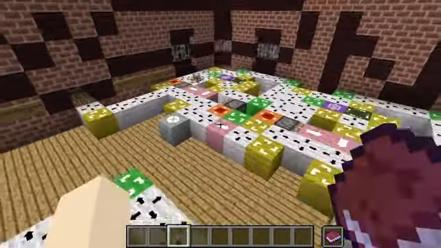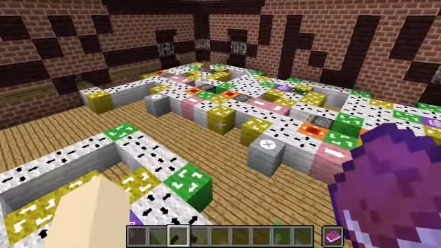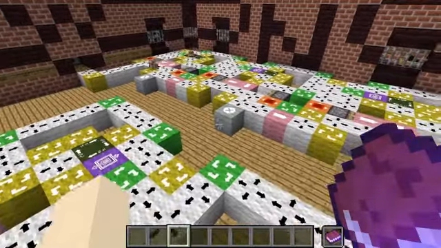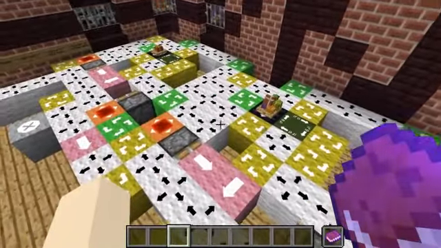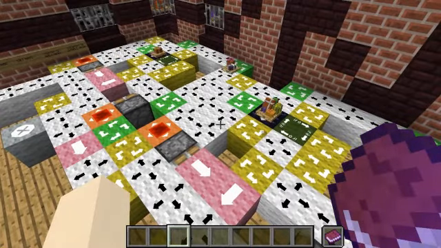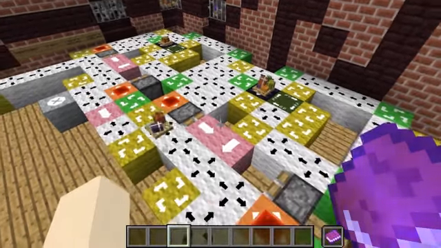Let's see it. There's the 1. There's the 5. 5 stops here. Here comes a 2. The 2 should push the 5 out.